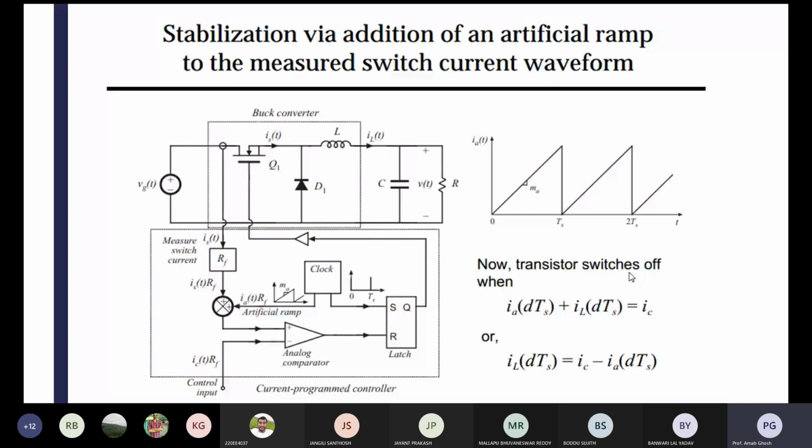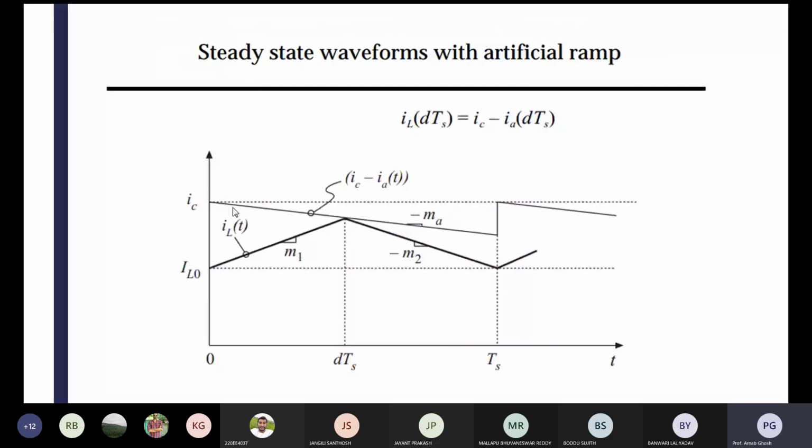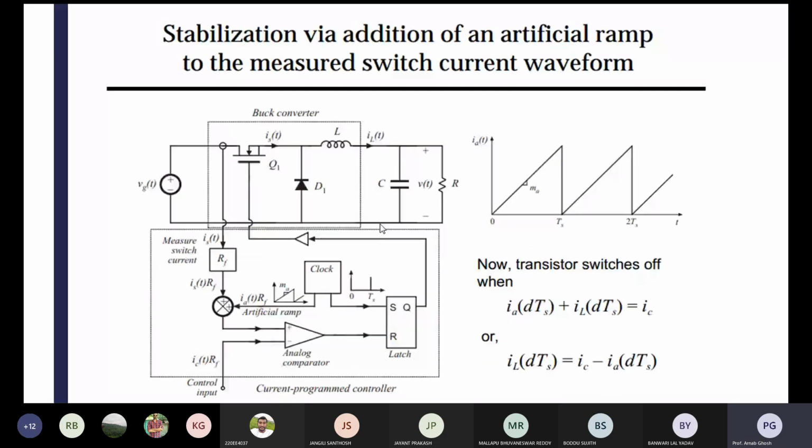So now the transistor switch-off instant will be like that: IA DTS plus IL DTS equal to IC. Now IC is changed. You can see those variations. IC initially was the dotted line. Now it will change. IC is changed to a ramp: that dotted line plus ramp. In the previous slide you can see it is a constant value, and now the ramp is added.